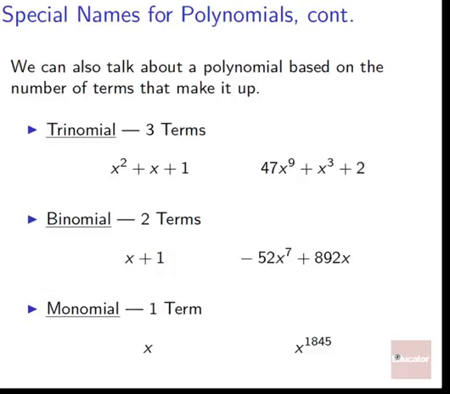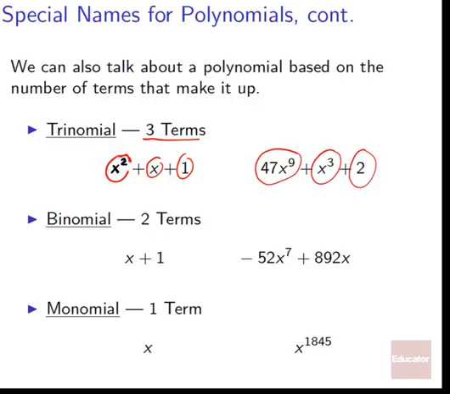We can also talk about a polynomial based on the number of terms that make it up. Once again, not super important to have this really memorized, but you want to be familiar and aware of these vocabulary terms because they will show up now and then. Trinomial is something that has three terms. We can remember this from trinomial, like a tricycle or a triangle, all things having to do with the number three. X squared plus x plus 1. The squared isn't so much the important part as the x squared. We've got three things, 47x to the ninth plus x cubed plus 2. The degree no longer matters. It's not about the degree, so I really should not have accidentally circled that x squared. It's just the number of things we have, 47x to the ninth plus x cubed plus 2.